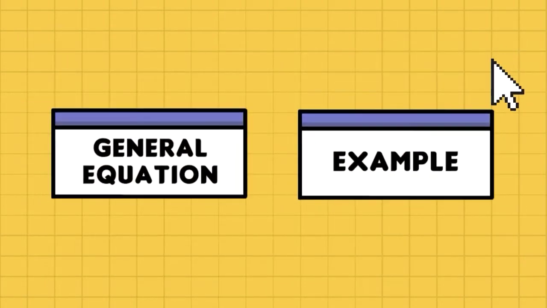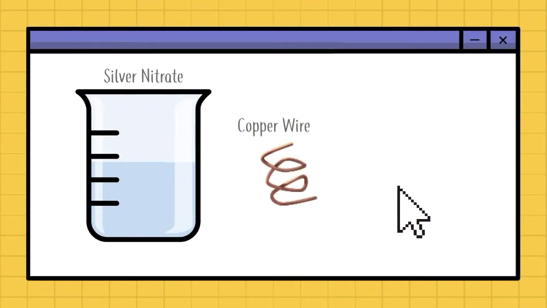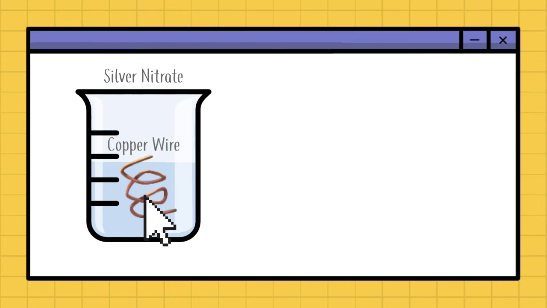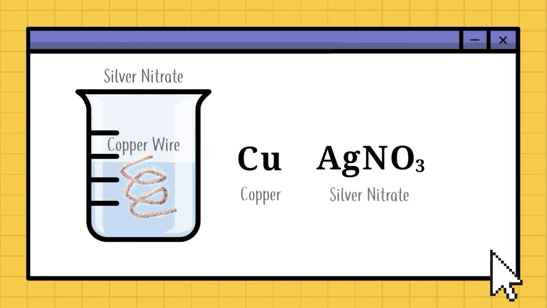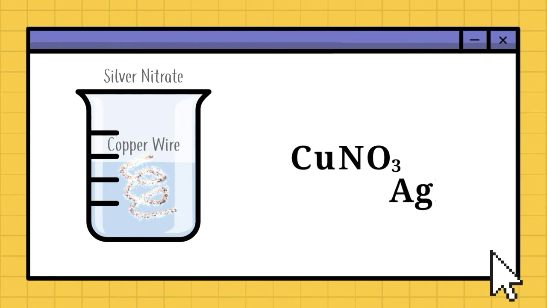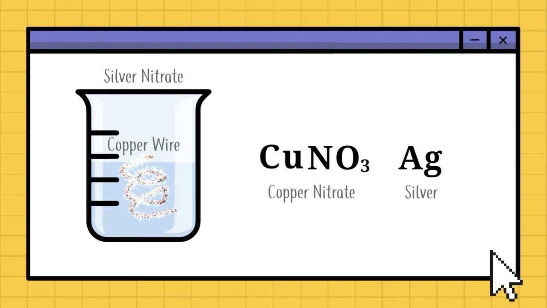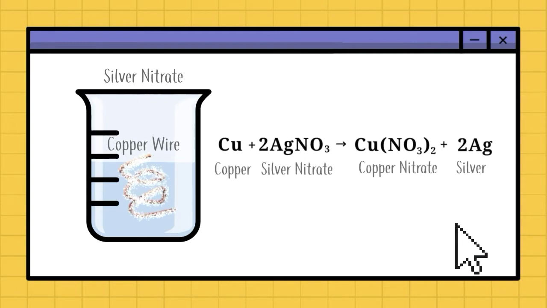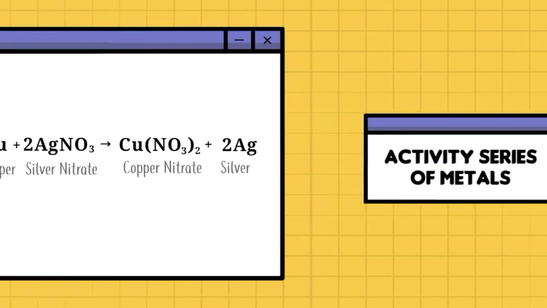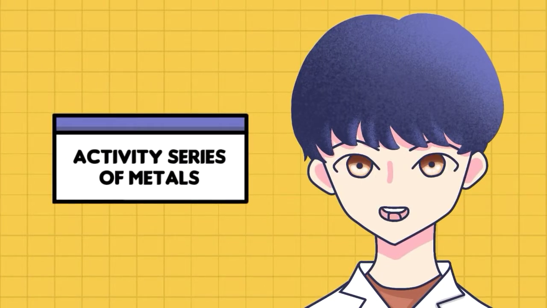To give you an idea of how this reaction occurs, here we placed a copper wire in a silver nitrate solution. Copper is more active than silver, so it replaces the silver in the silver nitrate compound. Our products will then be copper nitrate and silver crystals. Now, I have mentioned that silver is replaced by copper since it is more active.